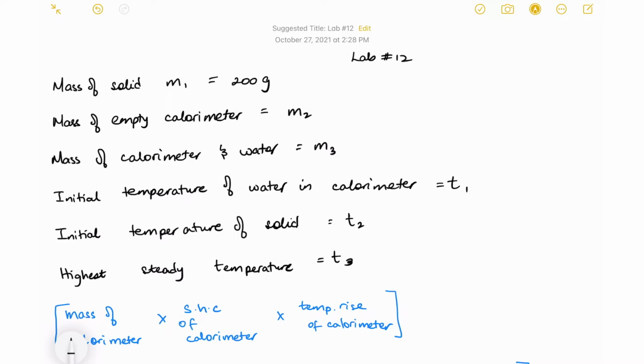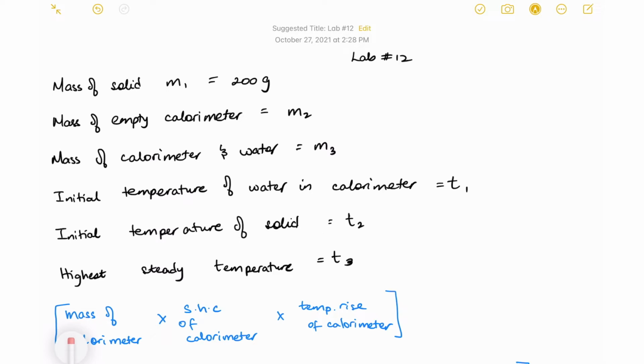You have your mass of your calorimeter and water. So after you filled your calorimeter with water, you would have weighed it again, and that would have been called M3. Then you would have taken the initial temperature of the water in the calorimeter, and that will be labeled as T1. The temperature of the solid, so that is where you would have taken the thermometer and put it into the beaker of boiling water and read that temperature. That is your initial temperature of your unknown solid. That is going to be T2.